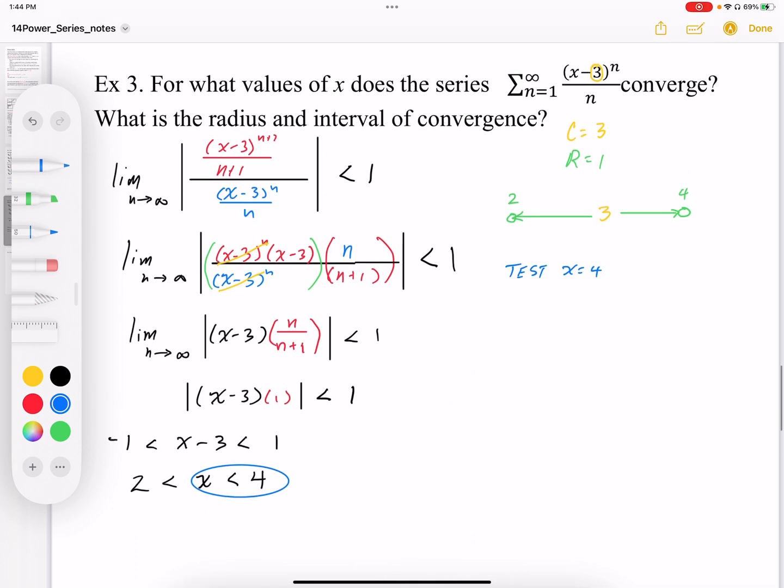So when we test x equals 4, we end up with the sum of n equals 1 to infinity. When we plug 4 in, we get 1 to the n, which is basically just 1 over n. This simplifies to just a harmonic series, and we know that the harmonic series diverges.